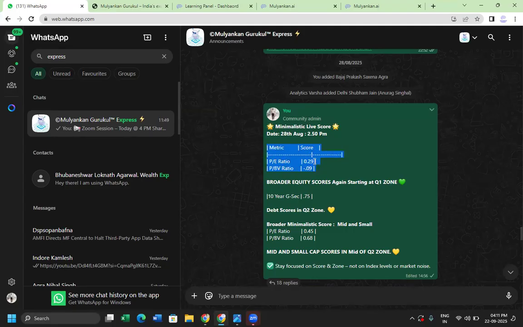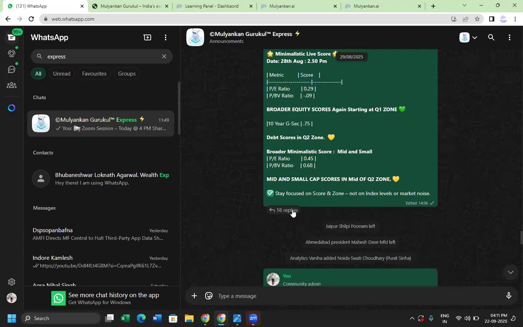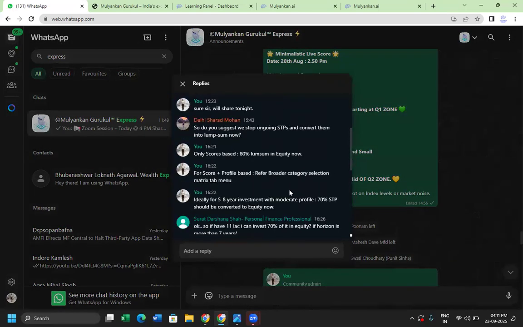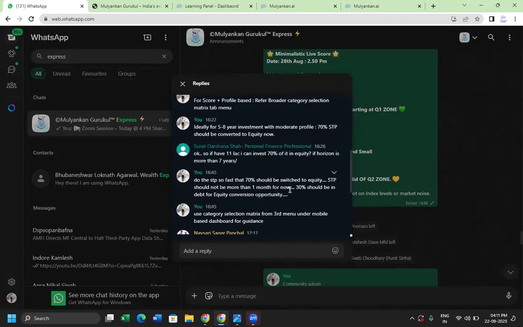One score is 0.29 and the second score is 0. Both scores entered into the Q1 zone at 2:50 p.m. on 28th of August. Similarly, 10-year GSEC entered into the Q2 zone. This was clearly shared on a live market basis, and there were at least 18 replies. We replied that this is the best day where 70% of the STP should be converted to equity now.